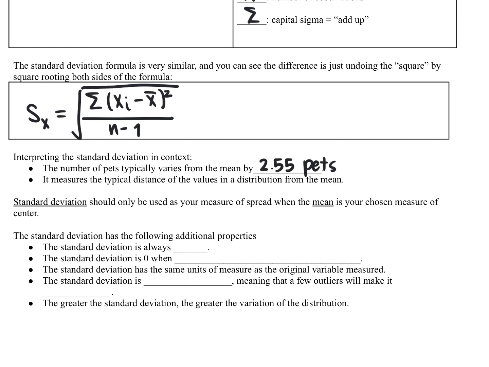Because we calculate standard deviation using the mean and its interpretation is based off the mean, we will only use standard deviation as the measure of spread if you use mean as your chosen measure of the center. So we typically only use standard deviation if the data is symmetric, because that's when we prefer to use the mean.